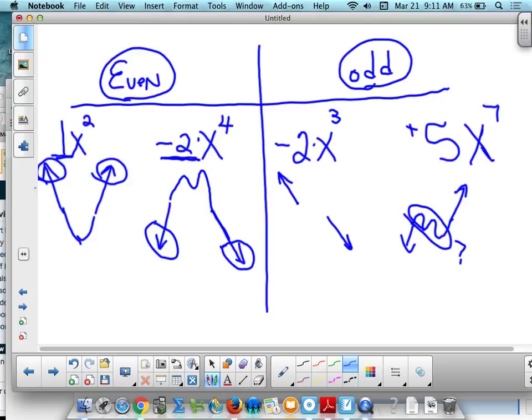Or you might say what? Up on the left, down on the right, down on the left, up on the right. Okay? So here we go.